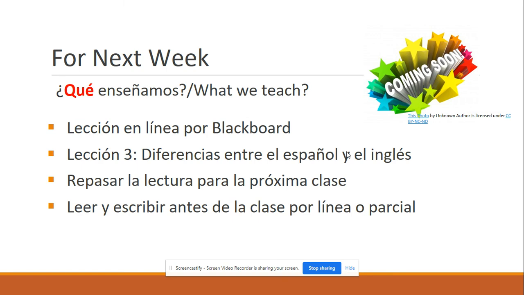For next week, qué enseñamos while we teach. The lesson is going to be in Spanish, and it's going to be lesson 3, week 3, and we're going to be in Blackboard. A las diferencias entre el español y el inglés. Vamos a repasar la lectura para la próxima clase y vamos a leer y a escribir antes de la clase por línea o parcial. Once again, thank you for your time.